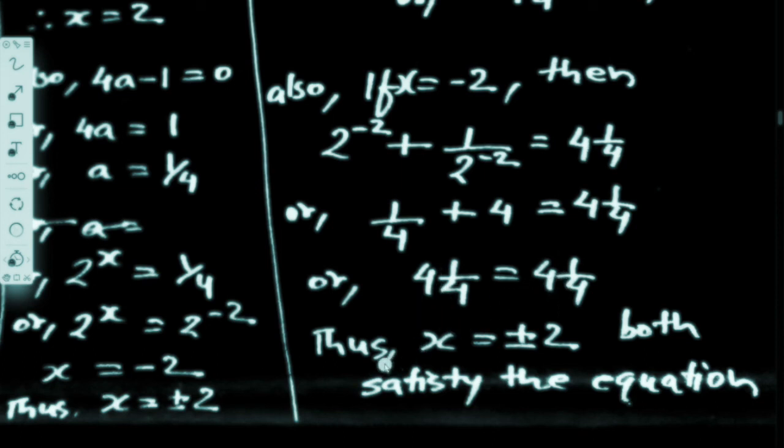So, thus x equals plus minus 2. Both values of x satisfy our equation. So both are our answer. In this way, we got the value of x.